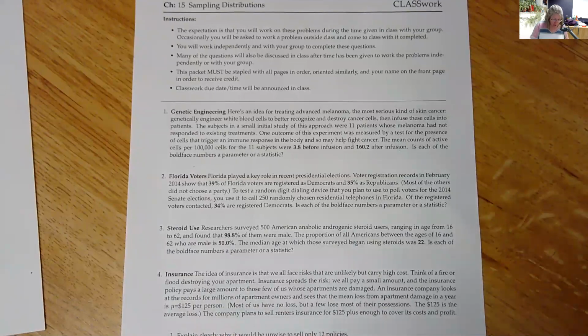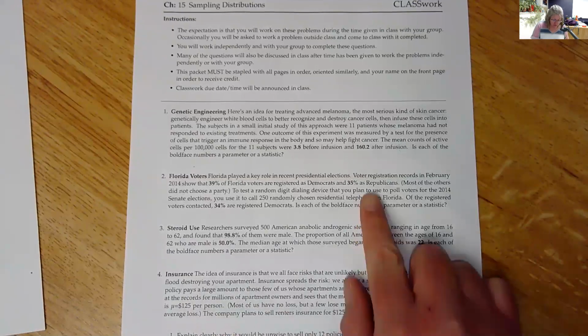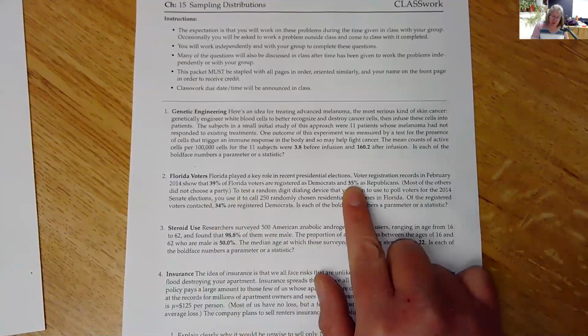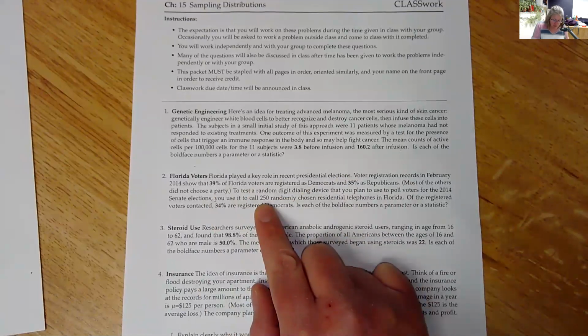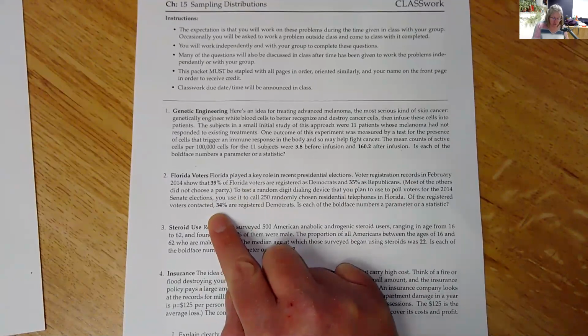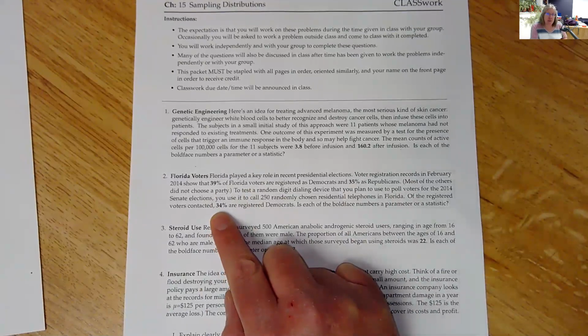Okay, so these first two, voter registration records. These would be all of the people registered to vote, which presumably would be all of the people who are allowed to vote in Florida. So this 39% and 35% should be parameters. And then you use this random phone dialer. This is a machine that randomly dials phone numbers. And you randomly dial 250 phone numbers. And of those, 34% are registered as Democrats. That would be a statistic. That comes from your 250, from your sample. So this is going to be a statistic.